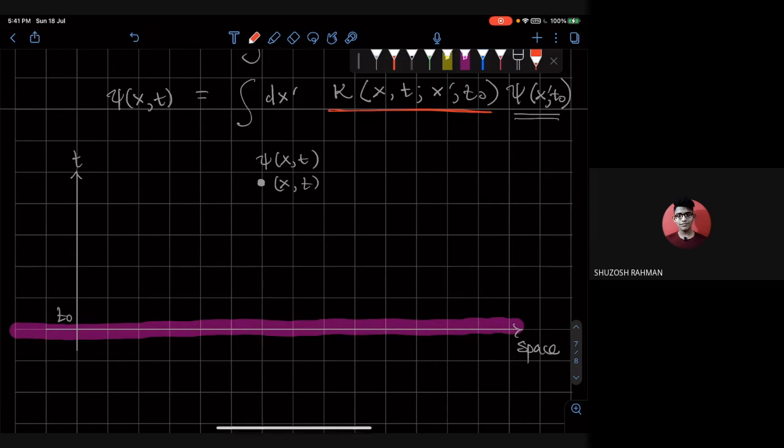And what does this function do? This function is just telling us how to weigh this part of the wave function and how it propagates forward over here, okay?